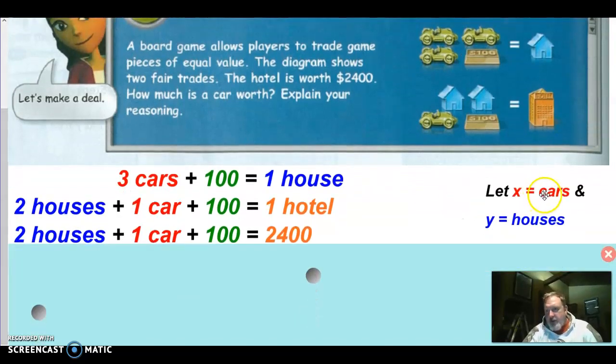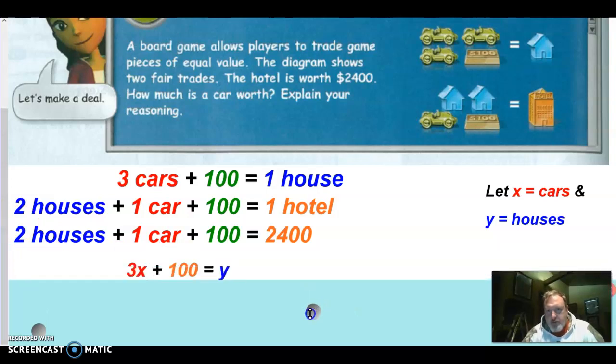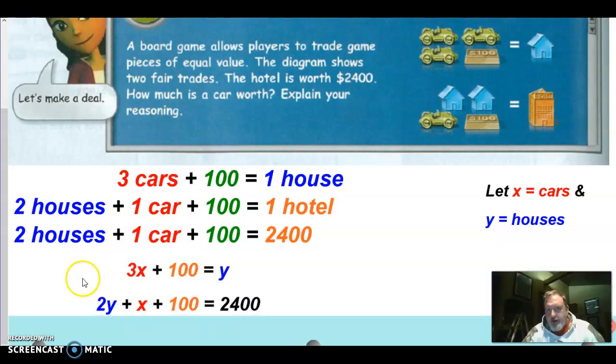If we let x equal cars and y equal houses, this first equation here, we have 3 cars plus $100 equals 1 house. The second equation, we have 2 houses, 1 car, and $100 is 1 hotel. We know that a hotel is $2,400. So really I have 2 equations if I use x and y, and here they are. So 3 cars plus $100 equals a house. 2 houses plus a car plus $100 equals $2,400.